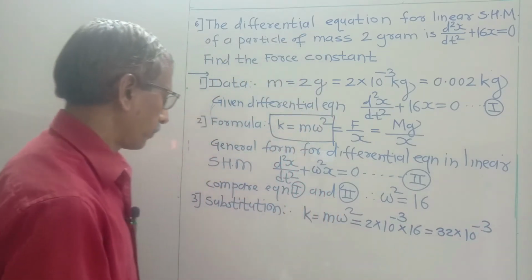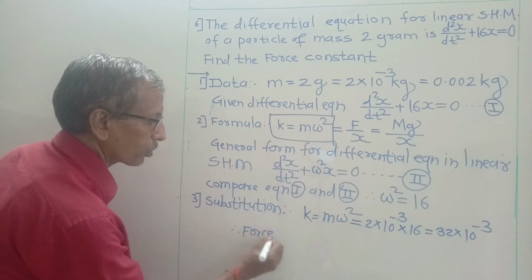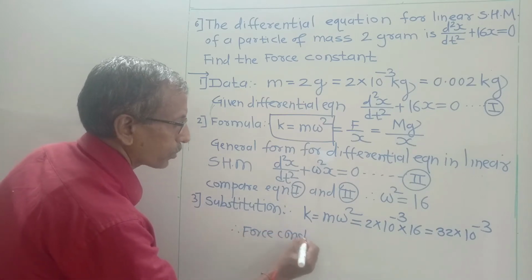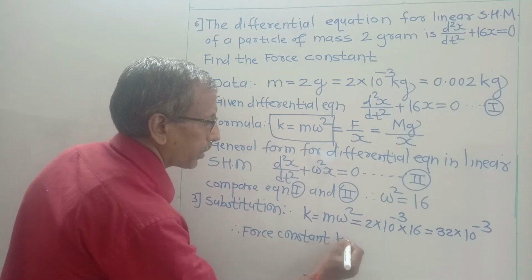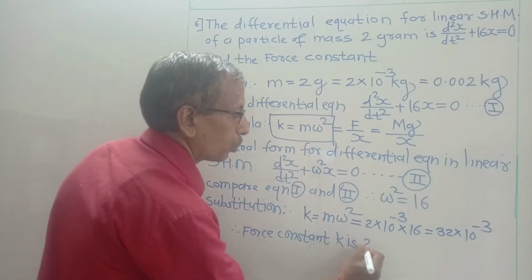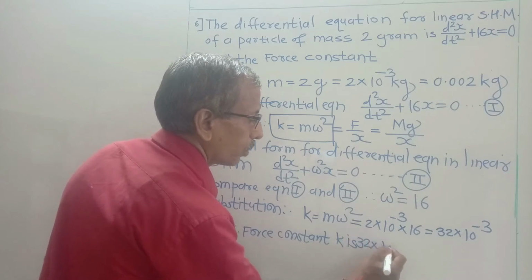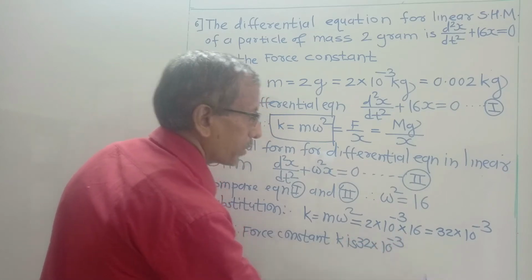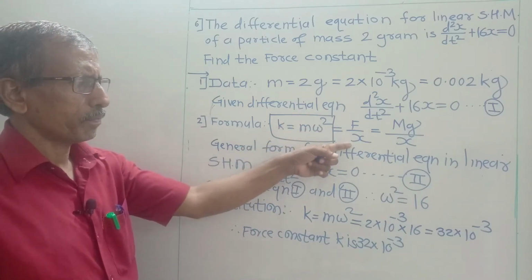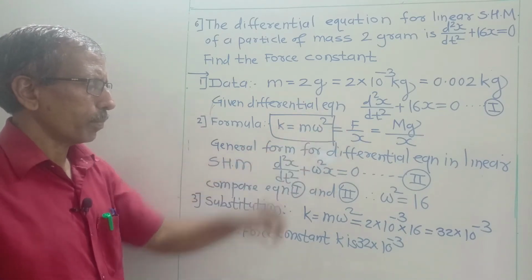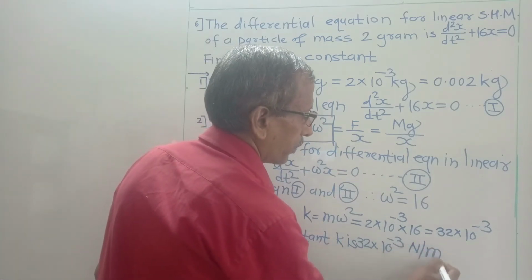So therefore, the force constant k is 32 into 10 raised to minus 3. k is equal to F by x, so the unit is Newton per meter.